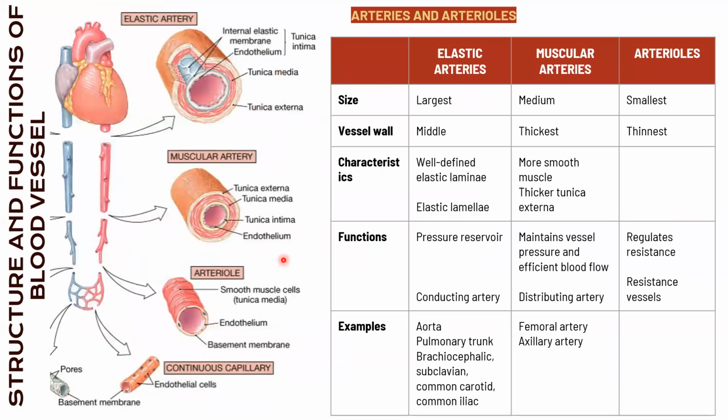Here you could see the arteries and arterioles. You have elastic arteries, which are the largest, with a middle vessel wall and well-defined elastic laminae and elastic lamellae. Muscular arteries are medium size, but with the thickest vessel wall. And the smaller arteries, or your arterioles, would be the smallest size and thinnest vessel wall. Here are its functions and the examples of your arteries: elastic, muscular, and arterioles.